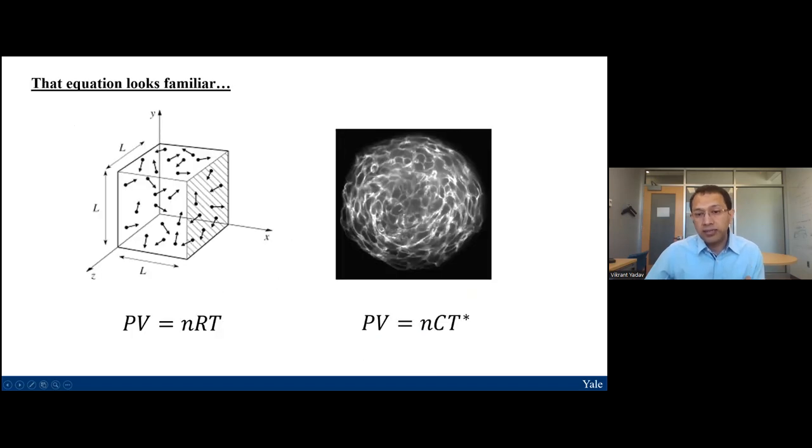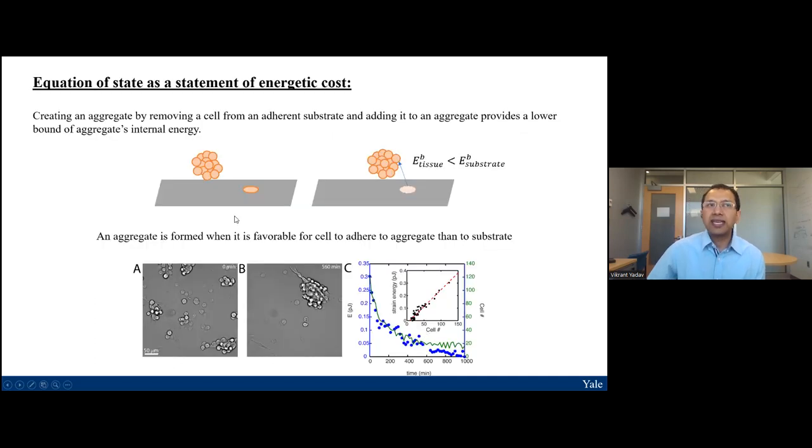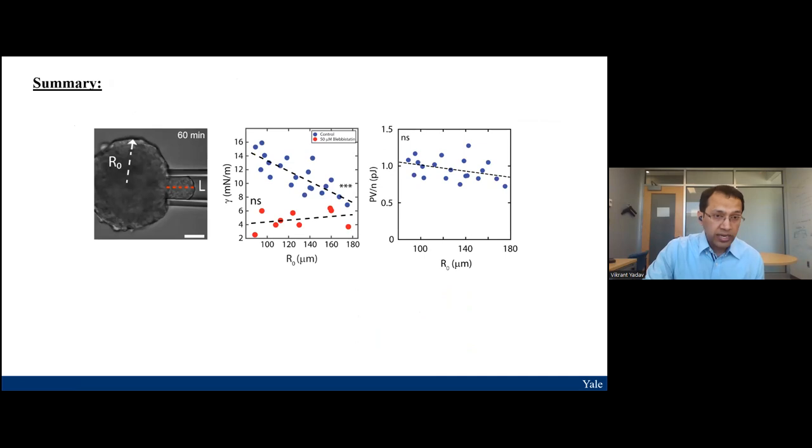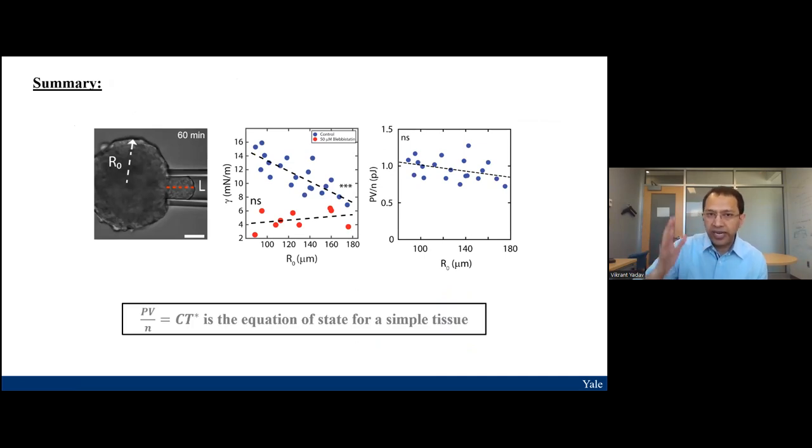And that's what we think is the reason this equation has this kind of behavior, because all this is saying is that the energetic principle that guides the growth of a tissue is that the tissue is trying to keep the cost of adding a cell fixed. And so in summary, if you forget everything from this talk, remember that we measured the surface tension. We find that these surface tensions are size dependent, and if you turn off the activity, they are gone. And this size-dependent surface tension gives rise to an equation of state that looks very much like an ideal gas equation.